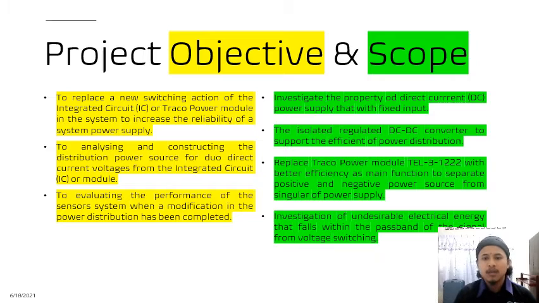Next scope is the isolated regulated DC-DC converter to support the efficiency of power distribution. We know that the supply is distributed, so we need to maintain the efficiency. Next is to replace the Traco TL122 with a better efficiency one, as its main function is to separate the positive and negative from the power source. Lastly, our scope is to investigate the undesirable electrical energy that falls within the passband of the signal from voltage switching, in other words noise in the system.